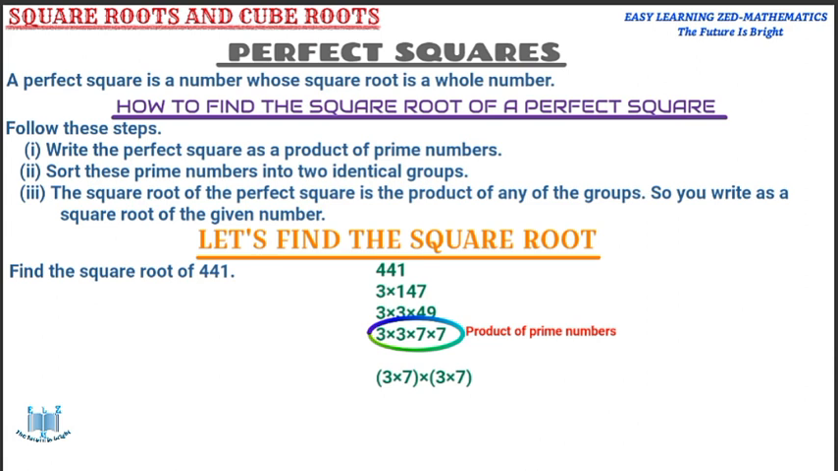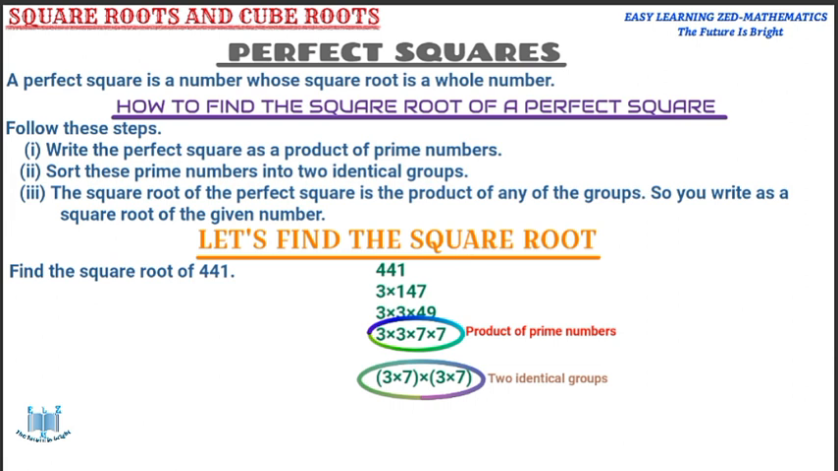Okay, so we have got 3 multiplied by 7 multiplied by 3 multiplied by 7. Okay, these are the 2 groups, and 2 identical groups are formed. Okay, so when you multiply these numbers in the 2 groups, you'll find that the answer we are going to get will be the same. We are going to find the product which is the same.